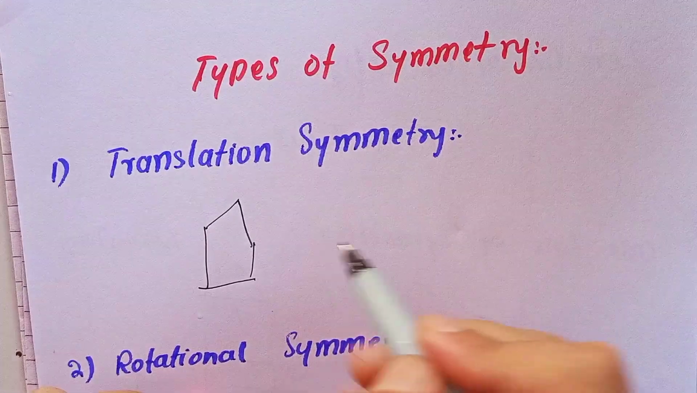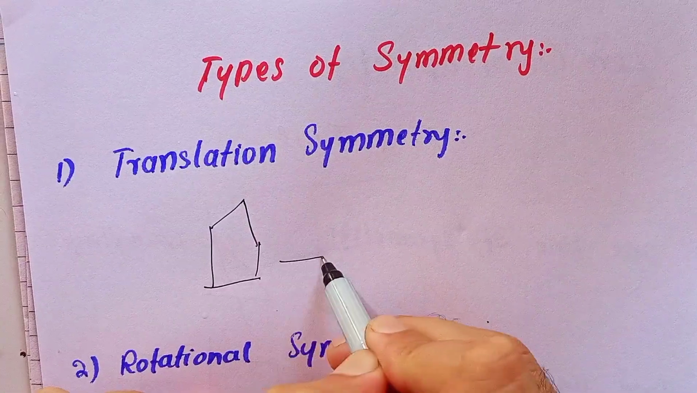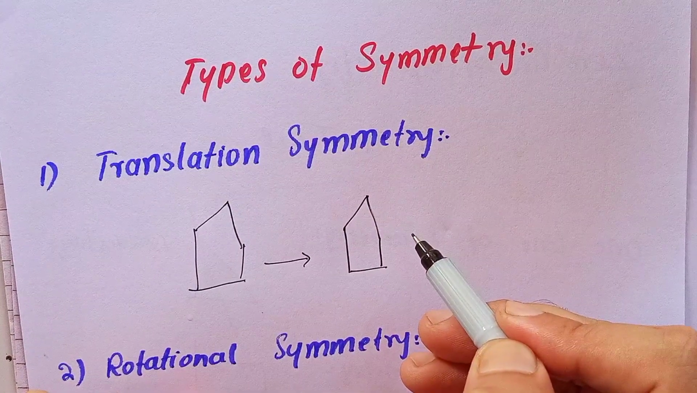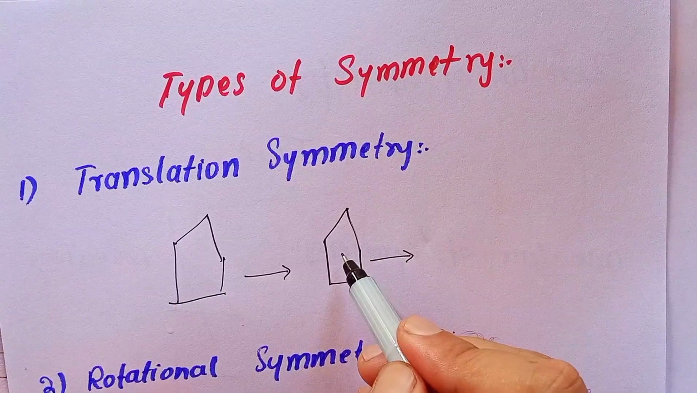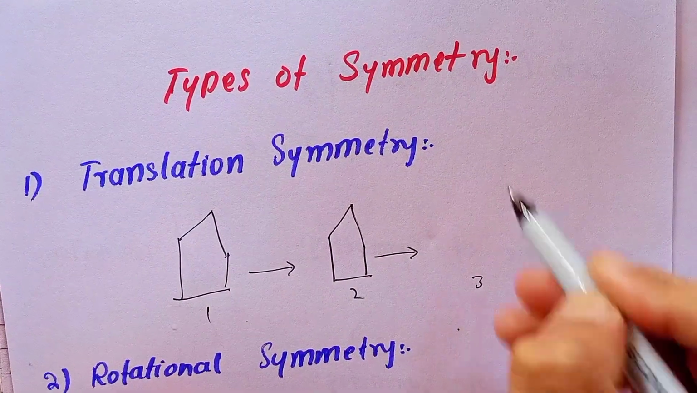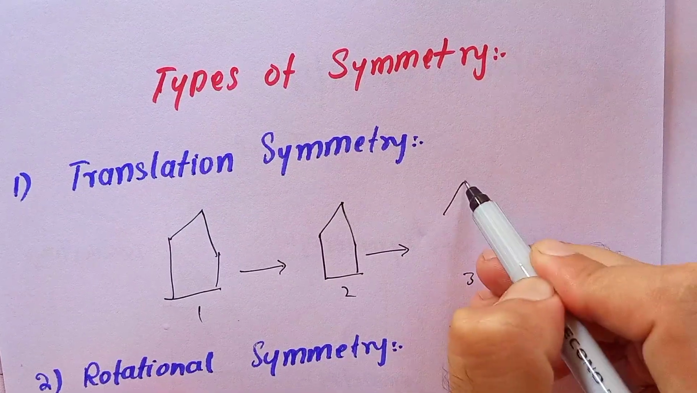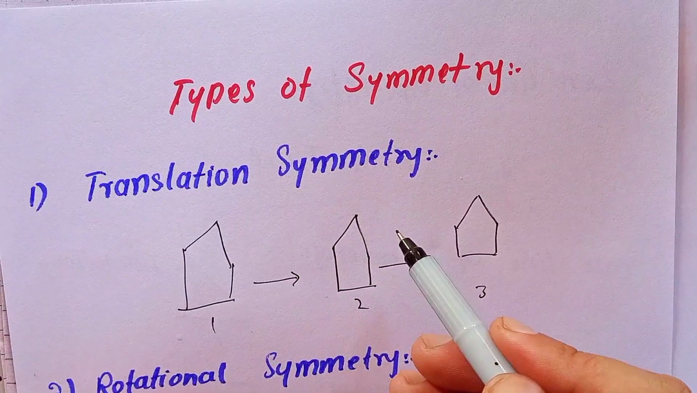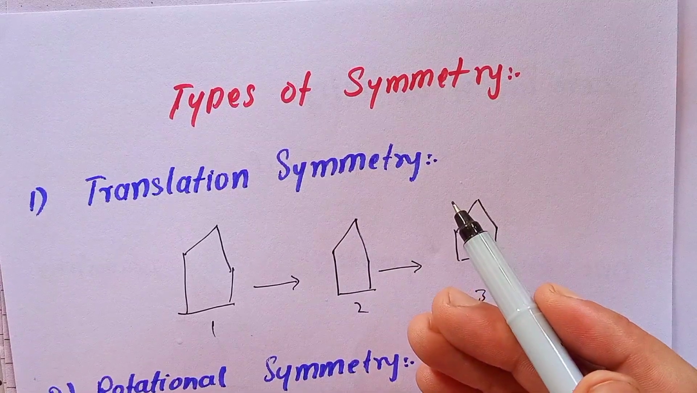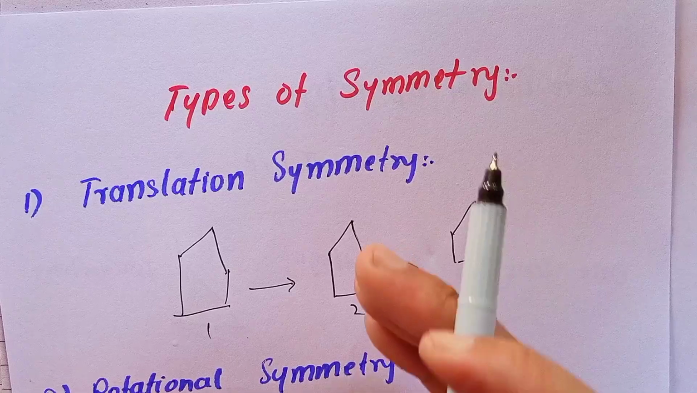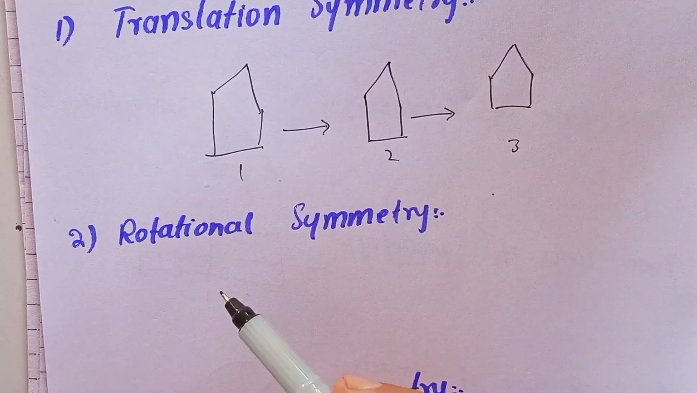For example, this shape is slid from this position to this position, and it regains the same orientation as before. If this object is moved from this position to this position, then it again has the same orientation. So we can say that this type of symmetry is called translation symmetry because the shape regains the same orientation as before.